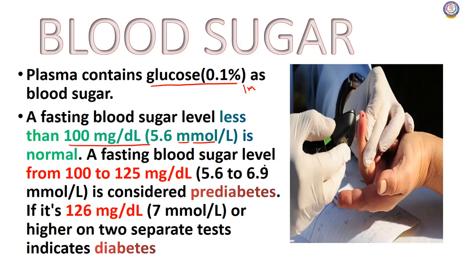A fasting blood sugar level from 100 to 125 mg per deciliter is considered to be pre-diabetic. Whereas 126 milligram per deciliter or more, the person is at risk of diabetes. We are going to deal with this in the last part of this lesson, as well as in the excretion lesson, about diabetes.